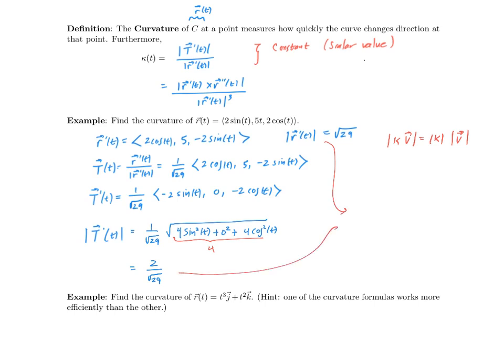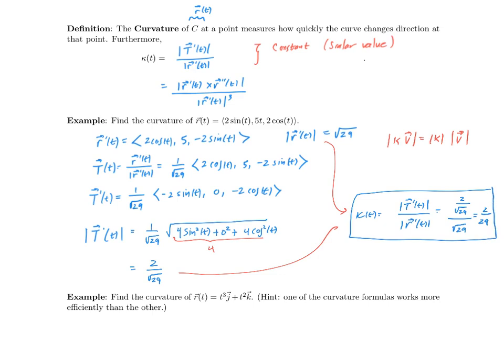And we can now put this information together to have the curvature. So the curvature, using this first formula above, would be the magnitude of T prime divided by the magnitude of r prime. The magnitude of T prime is 2 over the square root of 29, and the magnitude of r prime is the square root of 29. And these combine together to be 2 divided by the square root of 29 times the square root of 29, which is 2 over 29.